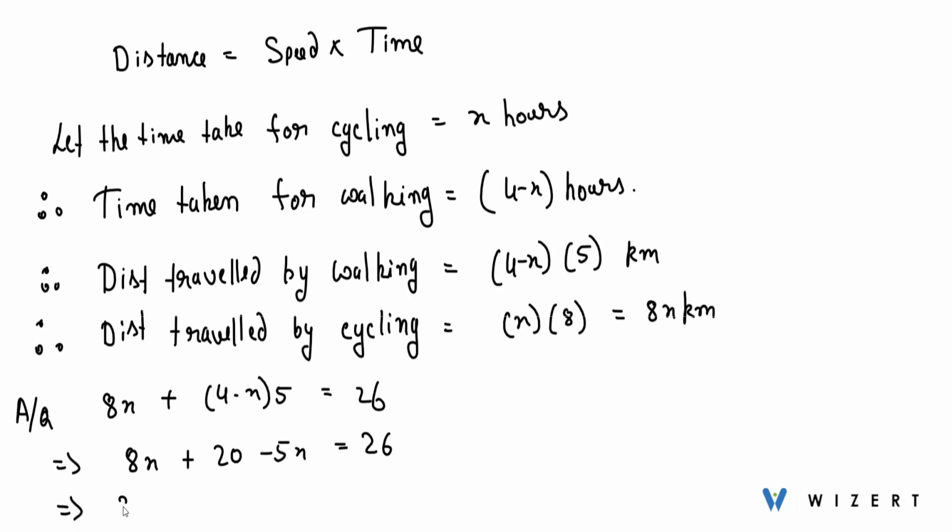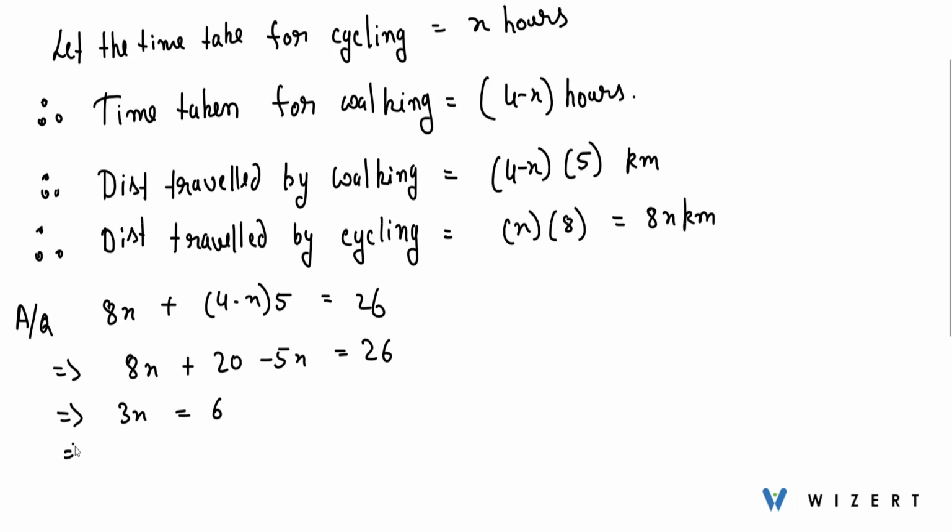8x minus 5x will be 3x. 26 minus 20 will be 6. Divide both sides of the equality by 3. So x will be equal 6 upon 3, which is equals 2. So the value of x is 2.